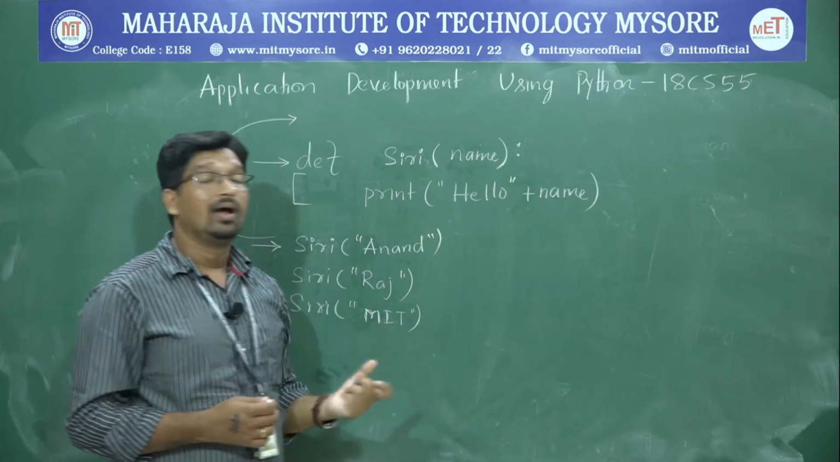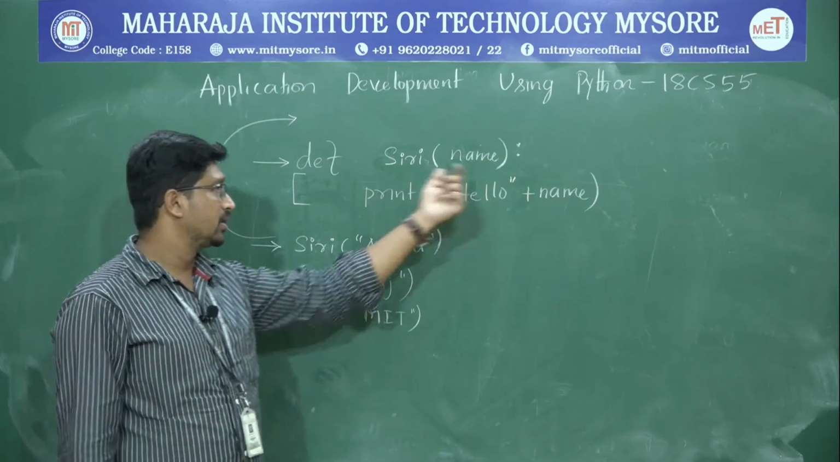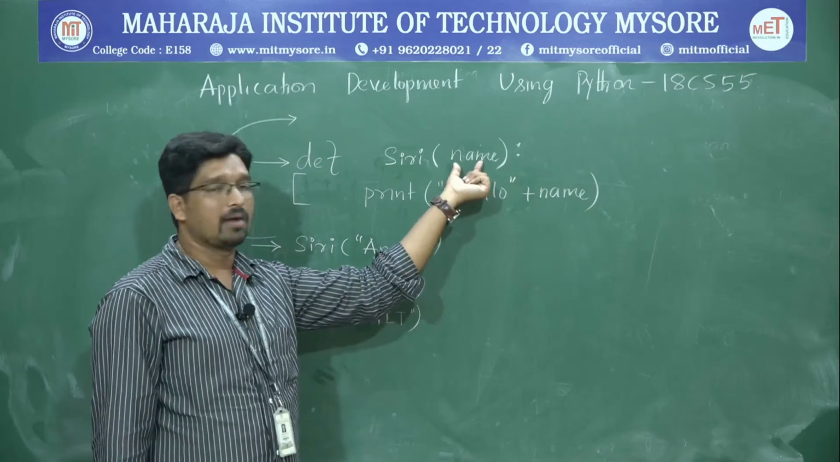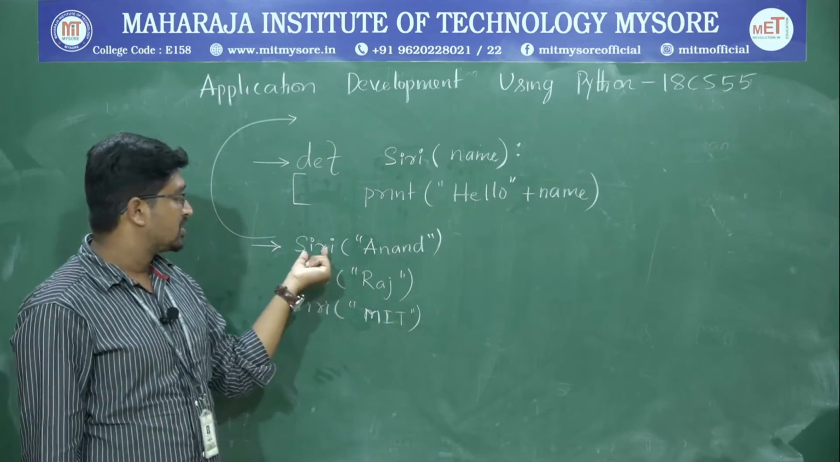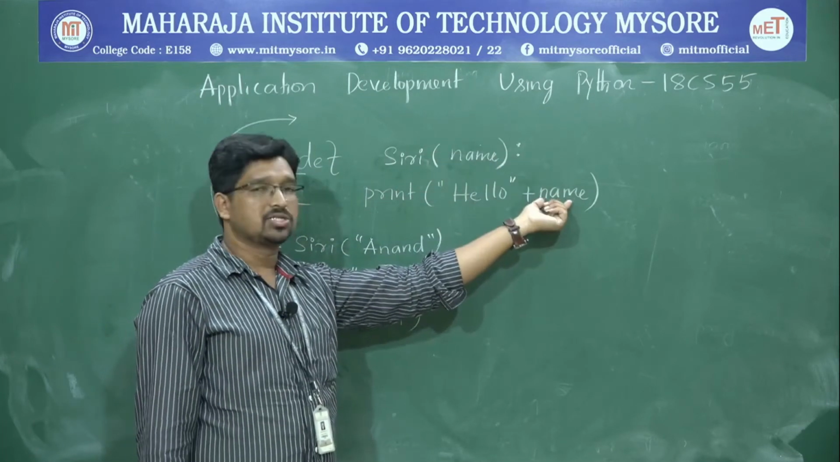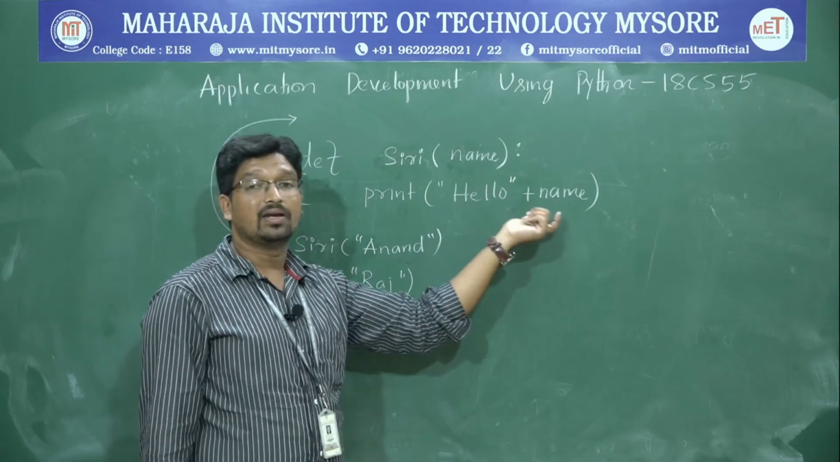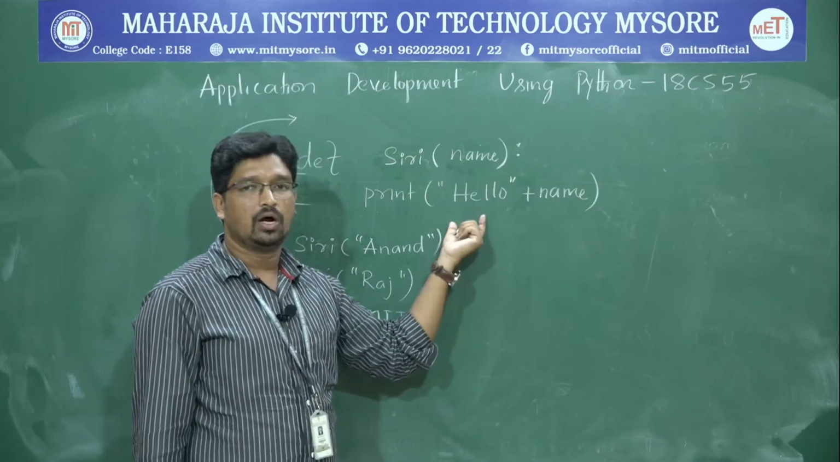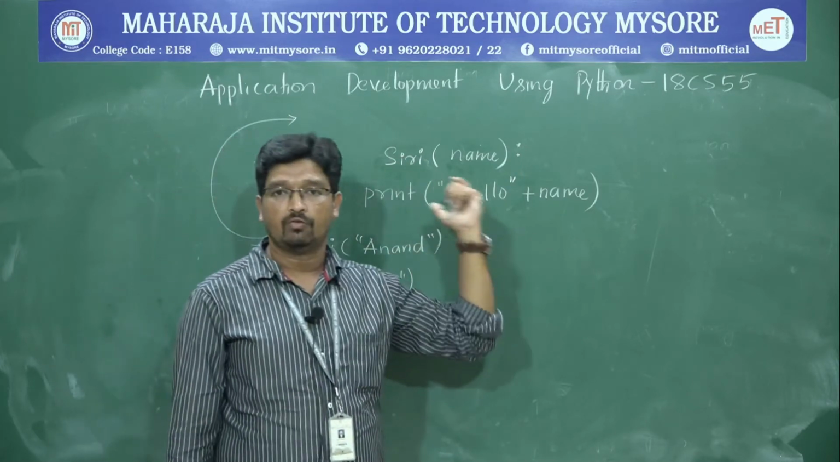So this is how it accepts a parameter. Anand gets accepted through this parameter. So whenever this function is called Siri Anand, Anand is copied to name, and name is a string along with hello. So both are strings. They get concatenated. So you will get the output. So this is how we pass a parameter to the function.